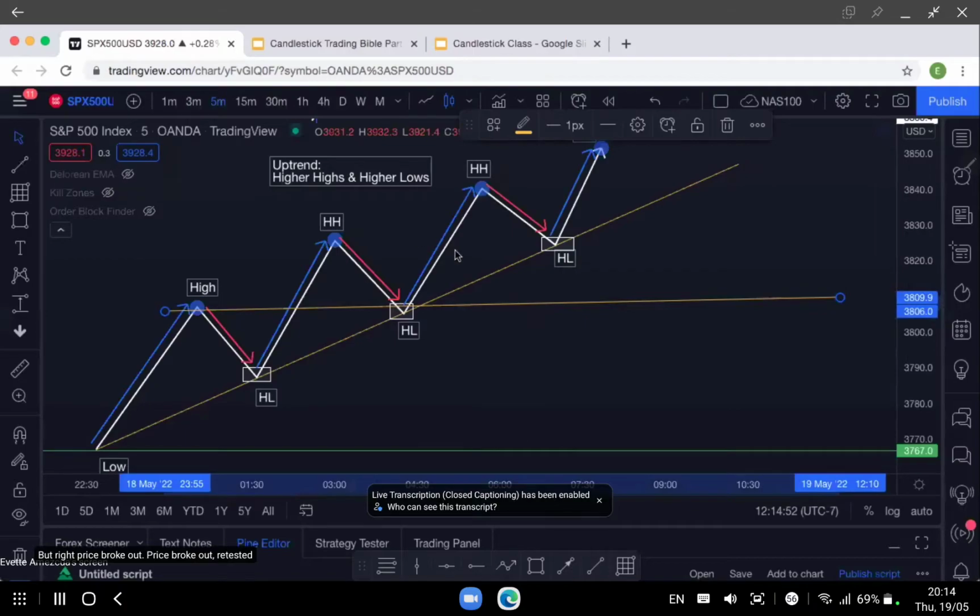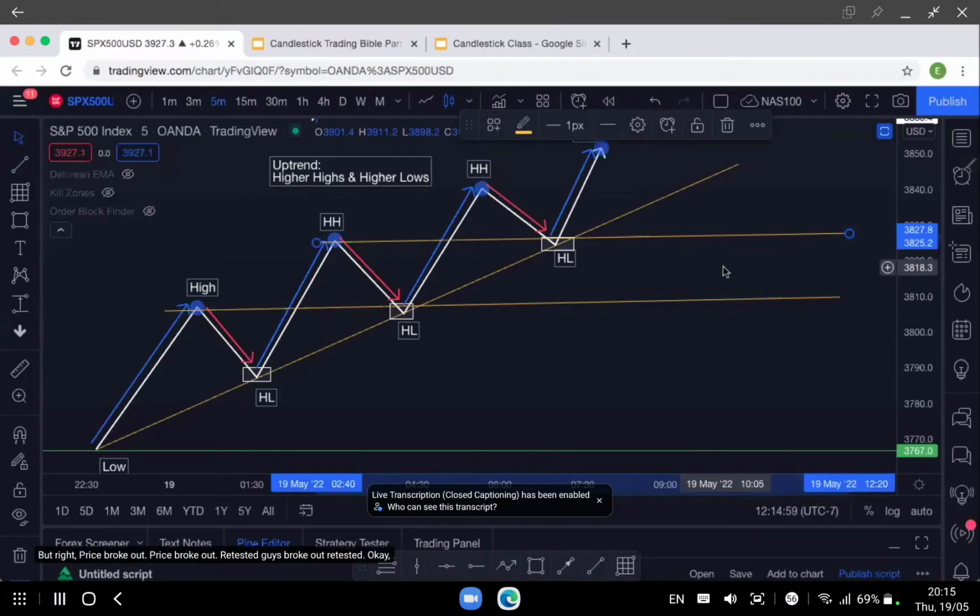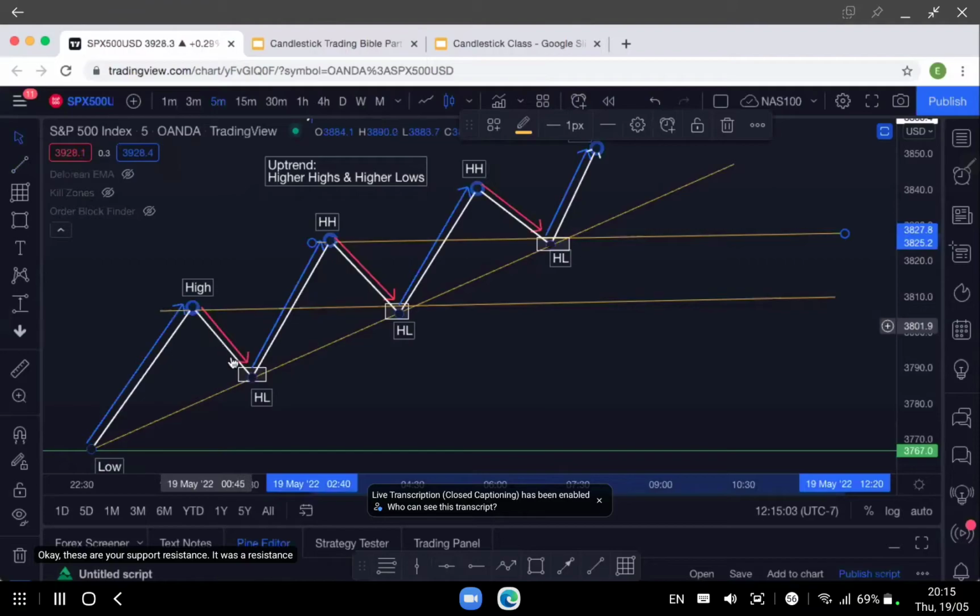Price broke out, retested. These are your support and resistance. It was a resistance, broke through, that resistance now became support.